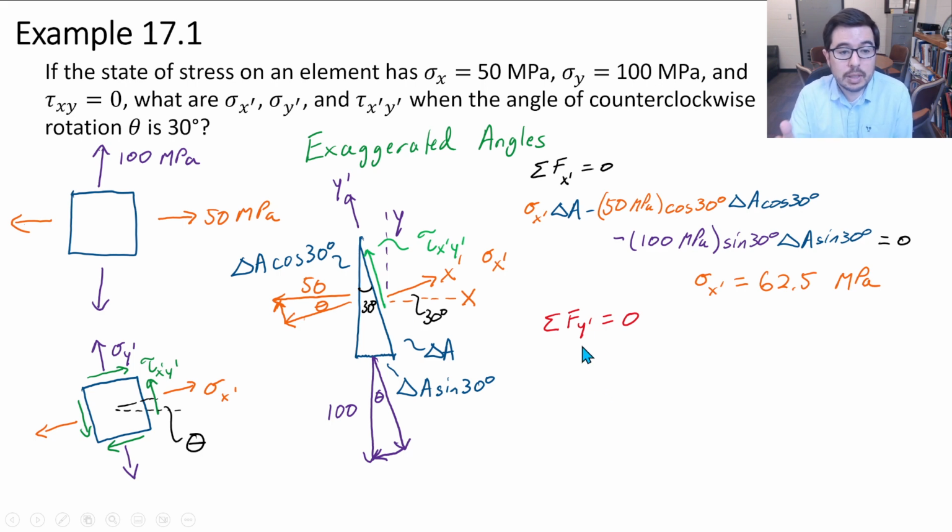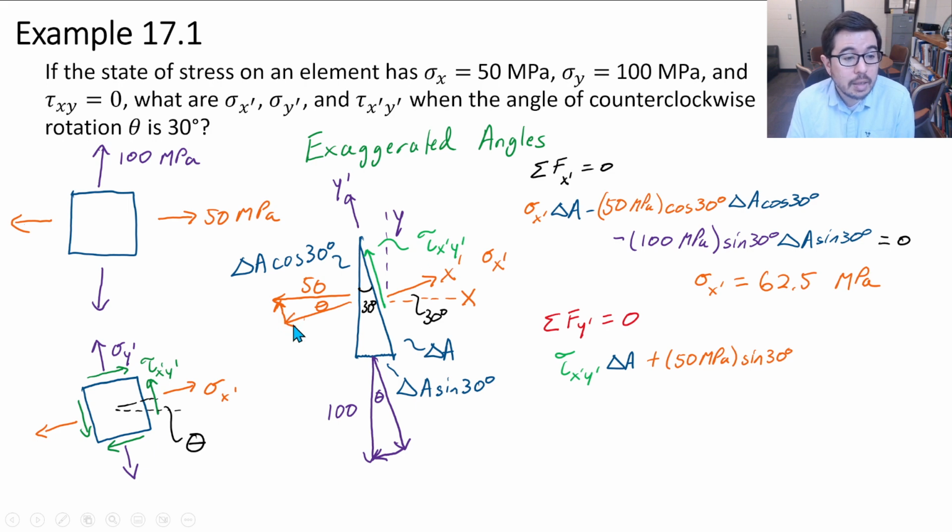Now we're going to do the summation of the forces in the y prime direction, all right? And we have tau x prime, y prime acting on the delta A face, all right? That's this one acting over here. And then we're going to add to it what? This is maybe a little counterintuitive. You're like, well, this was going minus direction. Yes, but look, this opposite side is actually in the same direction as this green vector over here for the tau x prime, y prime.